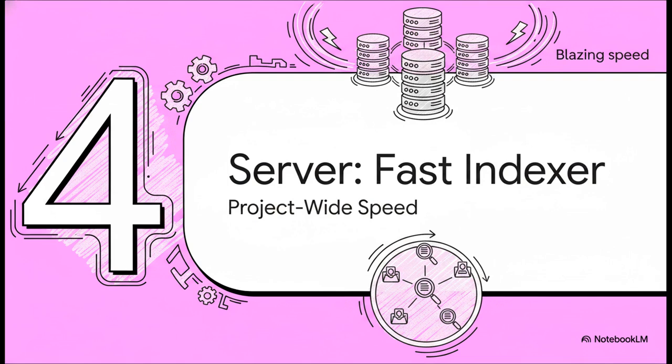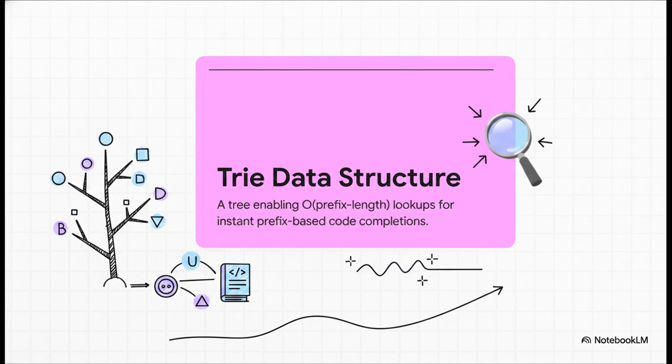All right, let's jump into Section 4, Server, the fast indexer. So, the crucial point here is exactly how the server achieves its blazing speed. It relies on a tree data structure. Now, a tree is essentially a tree where each node represents a single character. If you type B, then U, the server just walks down the B branch, then the U branch, and instantly finds all symbols starting with B, like button or buffer reader. This enables what computer scientists call big O of prefix length lookups. But in plain English, it just means no more staring at a loading spinner when you want a completion menu to pop up. Lookups are basically instantaneous no matter how massive your project gets.